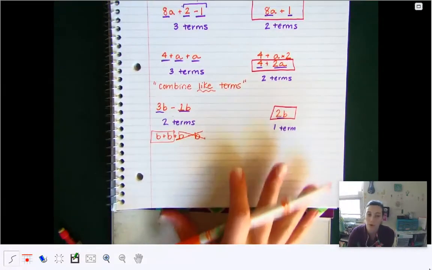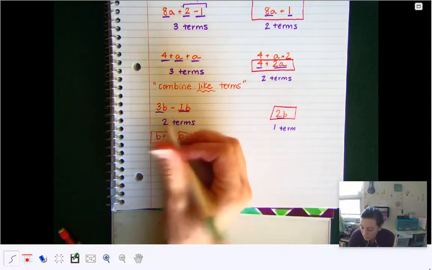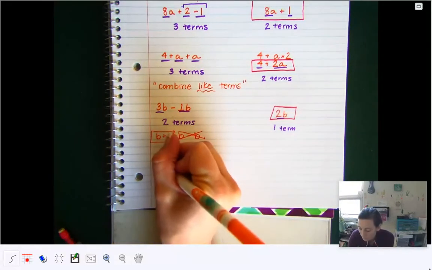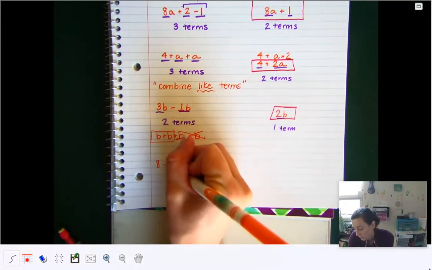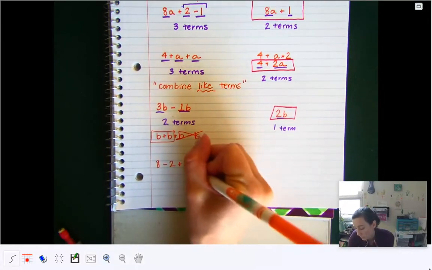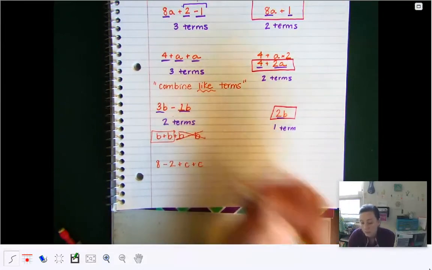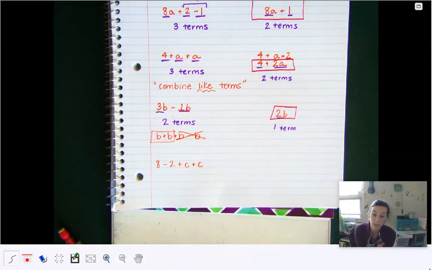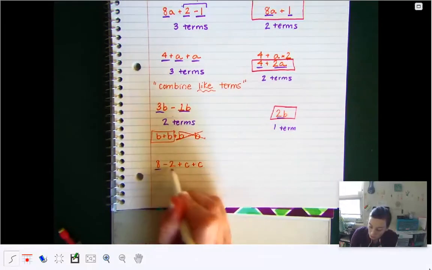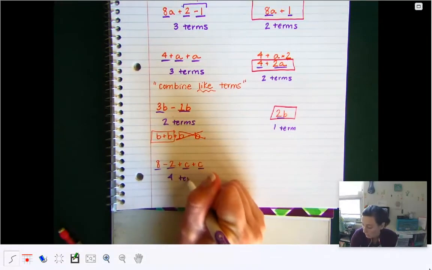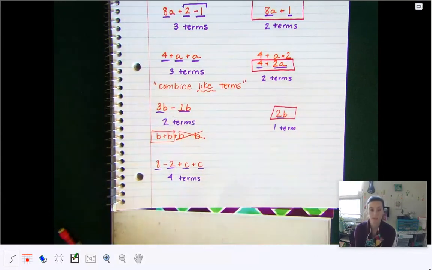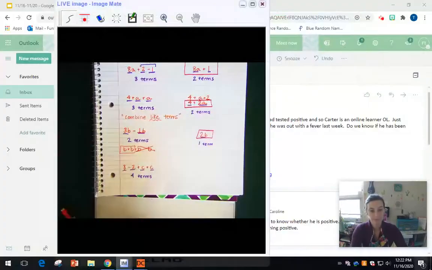All right, here's my one for the road for you to try on your own. All right, that equation or expression currently has 1, 2, 3, 4 terms. And I want you to see if you can rewrite it with fewer terms and simplify the expression.